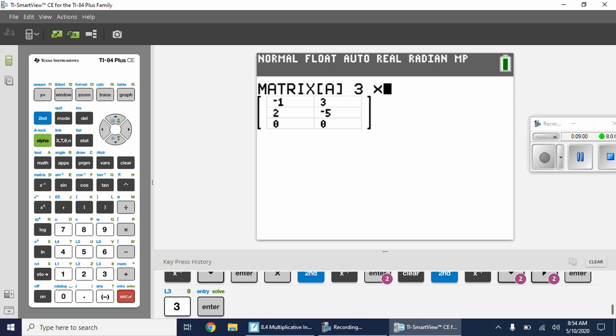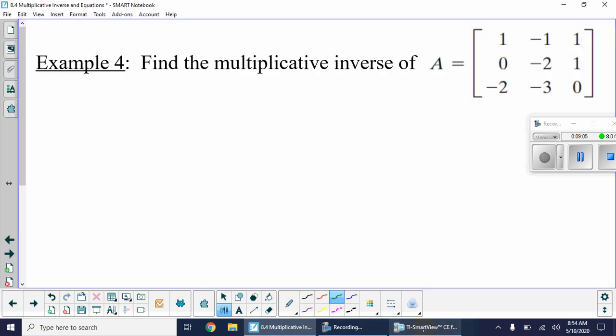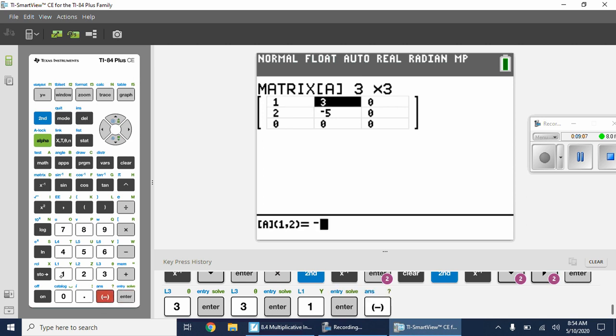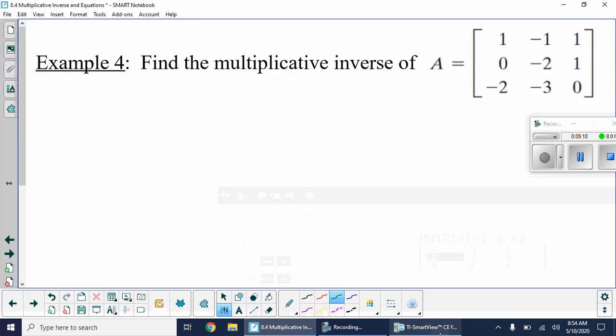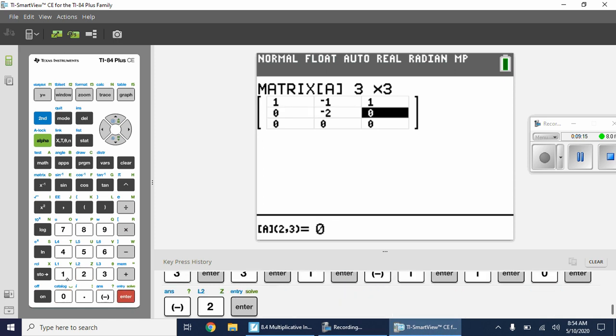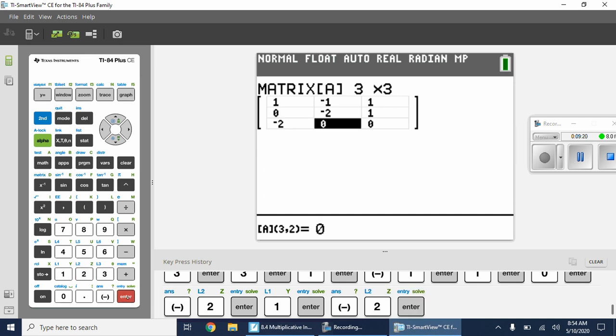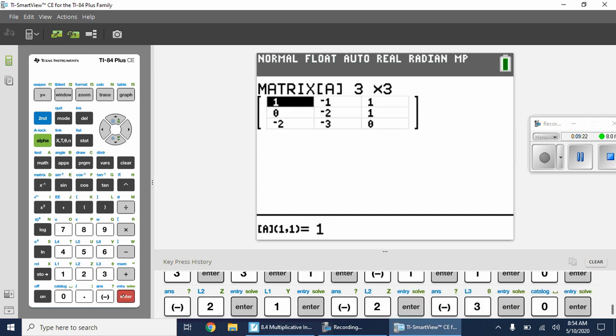Now it's a 3x3 matrix. So 1, negative 1, and 1. Next, 0, negative 2, and 1. And then lastly, negative 2, negative 3, and a 0, I think. Is that what it was? Some people are at home like, yes, just go. All right, so there's our matrix A. It's 3x3, 3 rows, 3 columns. We put all the numbers in.